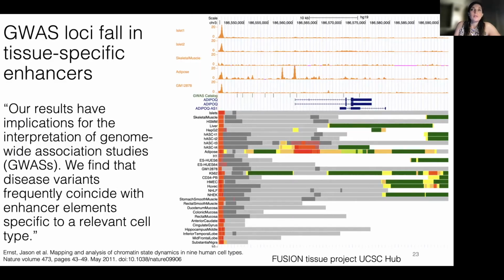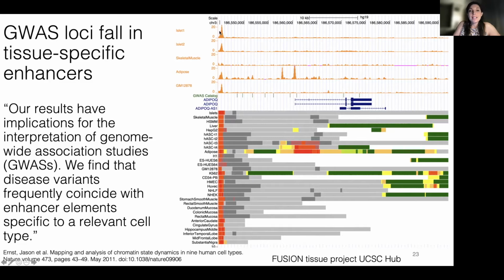I mentioned that a lot of the GWAS loci or tag SNPs fall in non-coding regions. A lot of them also fall in tissue-specific enhancers. In this paper from 2011, there was a quote: "Our results have implications for the interpretation of GWAS. We find that disease variants frequently coincide with enhancer elements specific to a relevant cell type." On the right here, I'm illustrating that with some data from the FUSION Tissue Project. This is an image from the UCSC Genome Browser, which is a really beautiful way to integrate a lot of this functional data together.